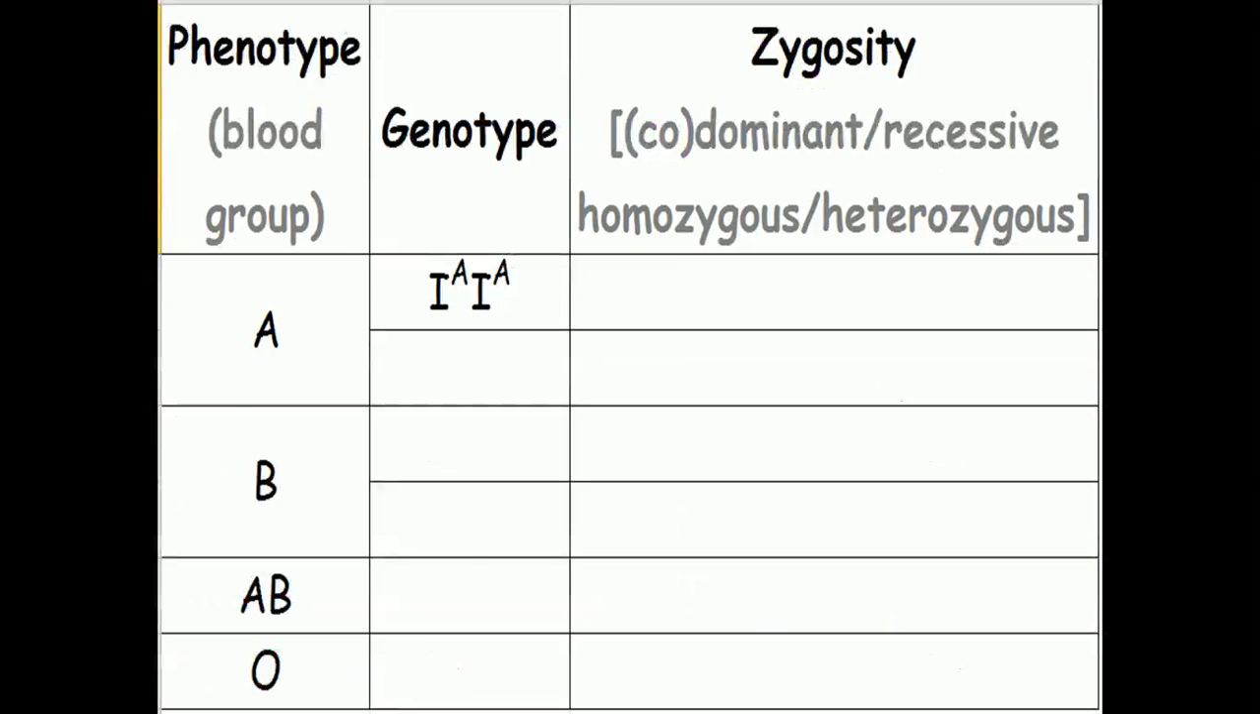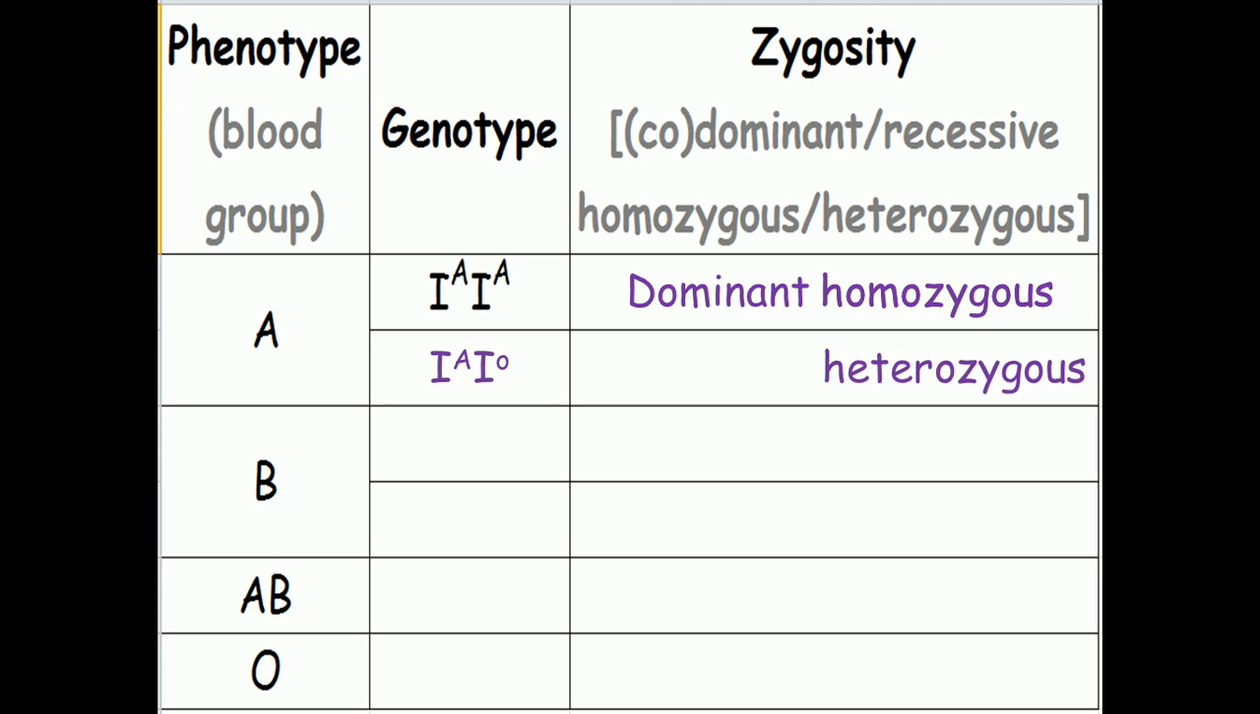We should then be able to write down the genotype for all the other phenotypes. So if you're IA-IA, both alleles are the same, making you homozygous, and these alleles are dominant, so it's dominant homozygous. For blood group A, you could also be IA-IO, and that means that because both alleles are different, they're heterozygous. If you're blood group B, your genotype could be IB-IB, so again, 2 alleles are the same, so it's homozygous, and IB is a dominant allele, so it's dominant homozygous. We could also have IB-IO. Both alleles are different, so it's heterozygous.